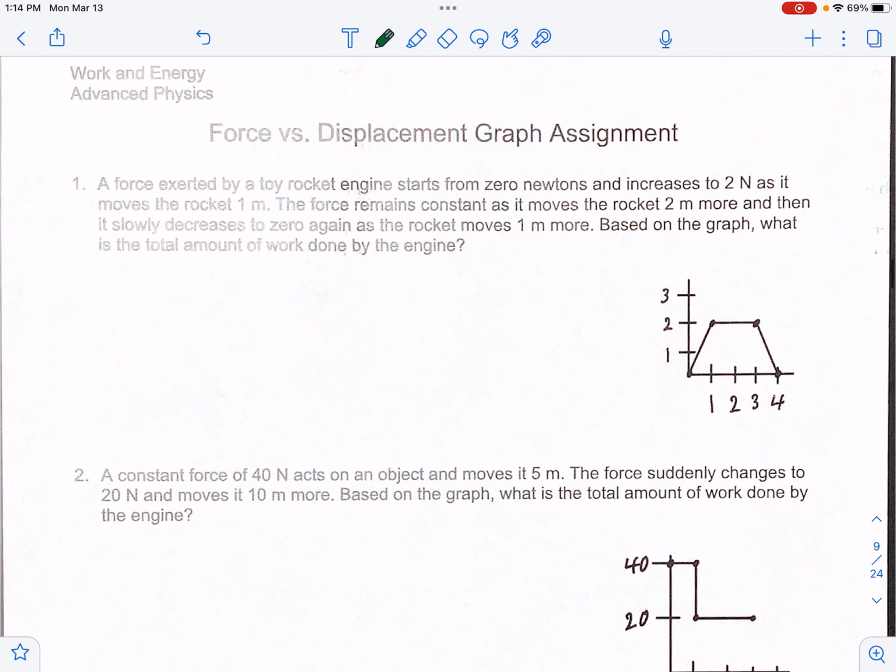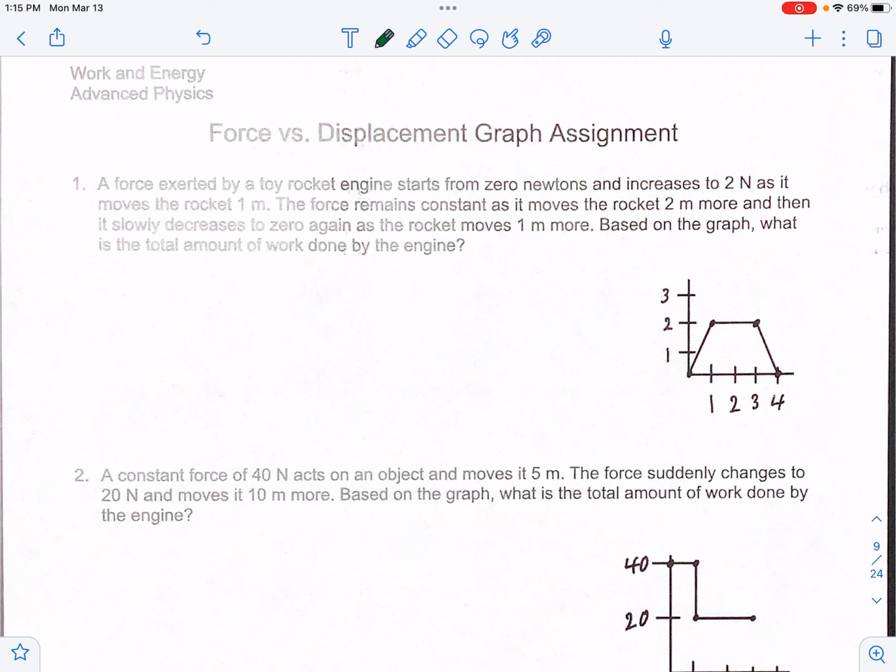Okay, moving on to the next one. A force exerted by a toy rocket engine starts from 0 newtons and increases to 2 newtons as it moves the rocket 1 meter. The force remains constant as it moves the rocket 2 meters more, and then it slowly decreases to 0 again as the rocket moves 1 meter more. Based on the graph, what is the total amount of work being done by the engine?